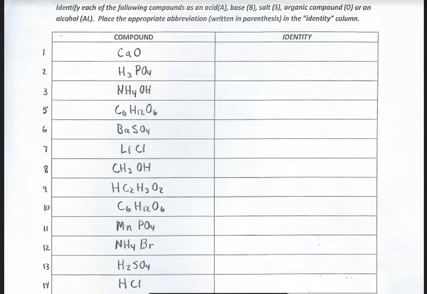Okay, so let's take a look at this worksheet here, and we're taking compounds, their formulas, and we're trying to identify what type of compound we have. If we take a look at number 1, I have to identify that I have calcium, which is a metal, and oxygen, which is a non-metal. If you don't know that, just take a look at the periodic table. A metal and a non-metal form a salt.